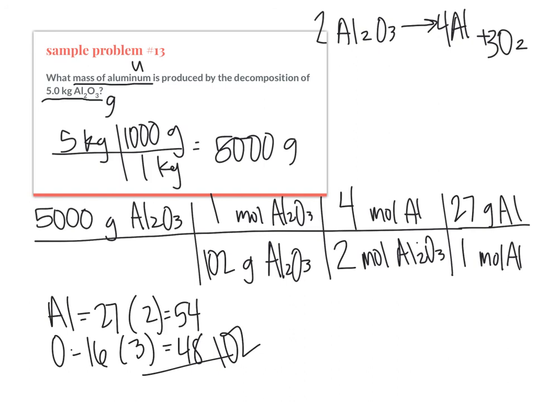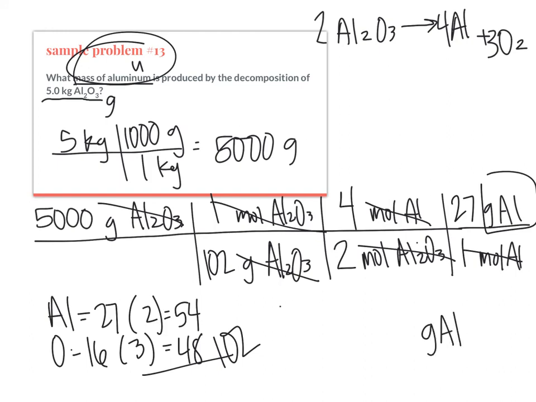Okay, so let's make sure everything cancels. Grams of Al2O3, moles of Al2O3, moles of aluminum, and then you're left with grams of aluminum, which is our unknown. And you can do the math. And just looking at the numbers, it will be bigger since you already have 5,000 on the top being multiplied. So your answer is going to be bigger than a lot that we've worked with.